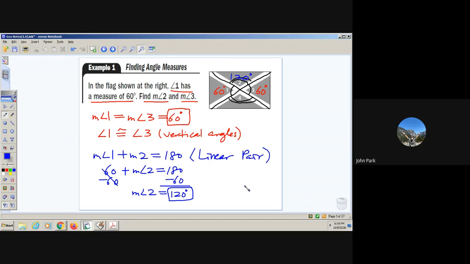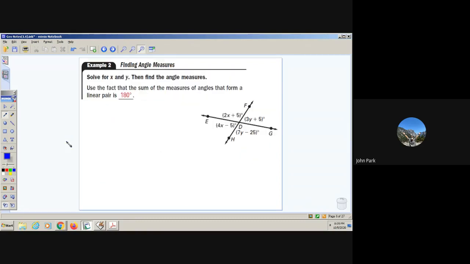So those are some of the vocabulary words: vertical angles being congruent, and linear pairs adding up to 180 degrees. All right, let's look at another example using either vertical angles or linear pair. You can use either one, whichever is easier, depending on what variable you're trying to solve. So we're trying to solve for x and y, using the idea that a linear pair is 180 degrees.